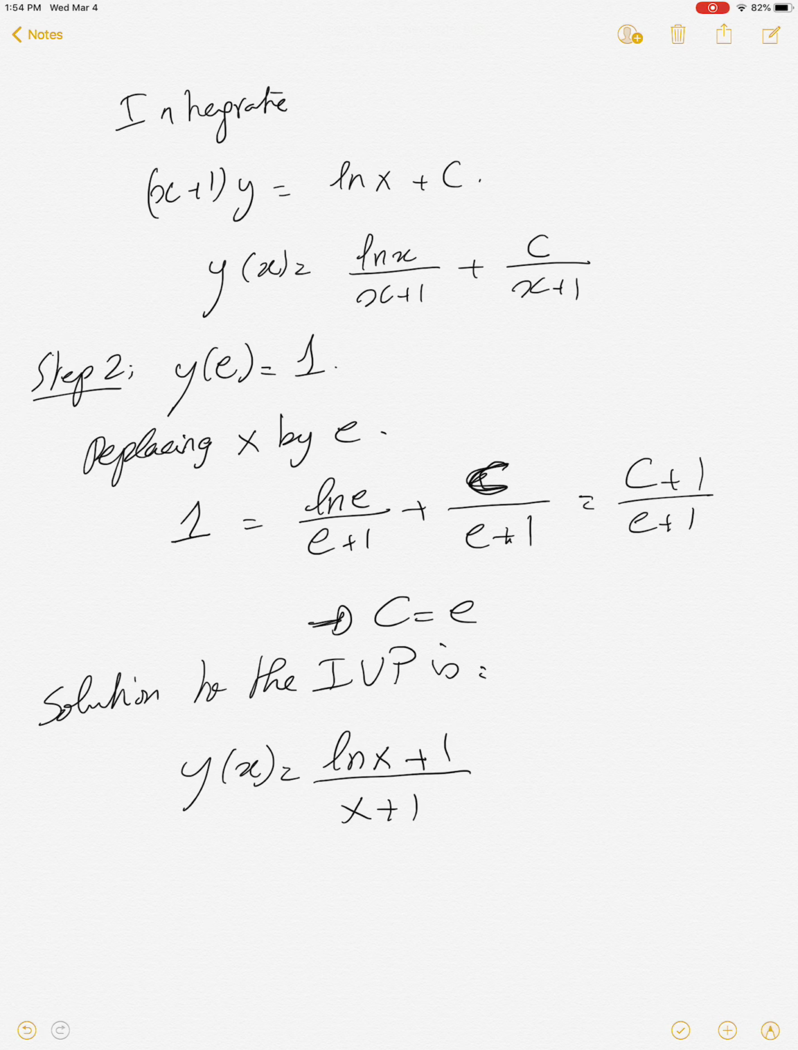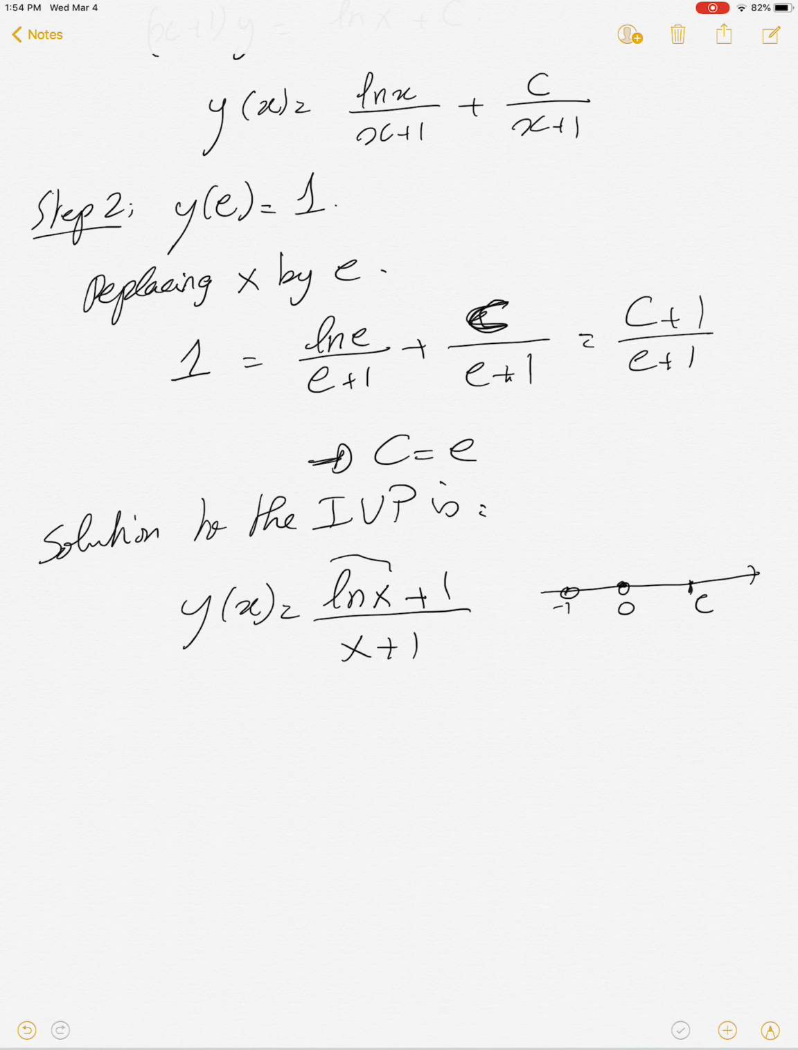Now let's discuss a little bit where my solution is defined. Remember, I'm solving near x equal to e, so I need the denominator to be different than 0, so x should be different than -1, and x should also be positive because I have here the function log x. So the largest interval containing e for which I have a solution is x belonging to (0, infinity). This is the interval where my solution is defined in a neighborhood of x equal to e.